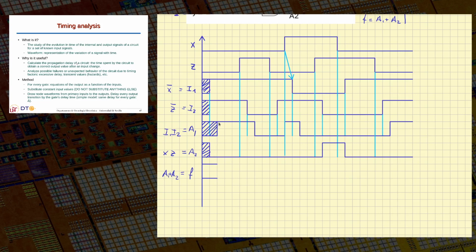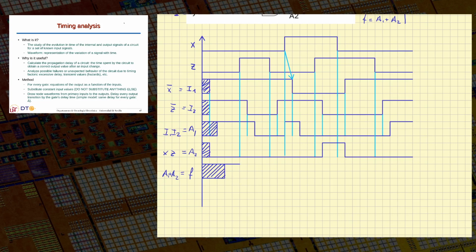At this point, I have some known value, 1, 0. 1, 0 will make a 1, okay? But this 1 will appear with a delay, so this 1 will start being known at this point. So up to this point, okay, during all this time, we don't really know what the value of F is. So I mark it somehow.